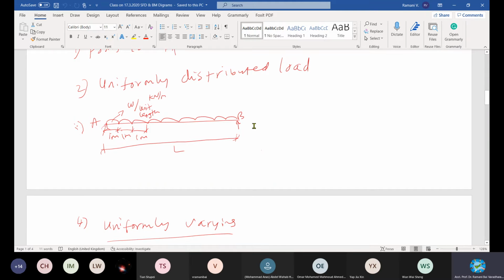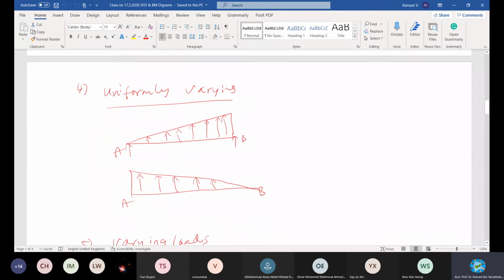If you want the total, you have to add, right? So the total is supposed to be acting at the center for a symmetric body. It will be acting at the center. That is why when you calculate, you cannot handle it as it is. You may change it to a point load, saying that W times L, WL, is acting at the middle, then you calculate the shear force and bending moment.